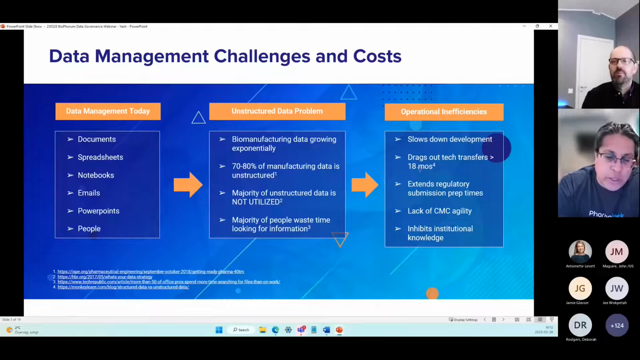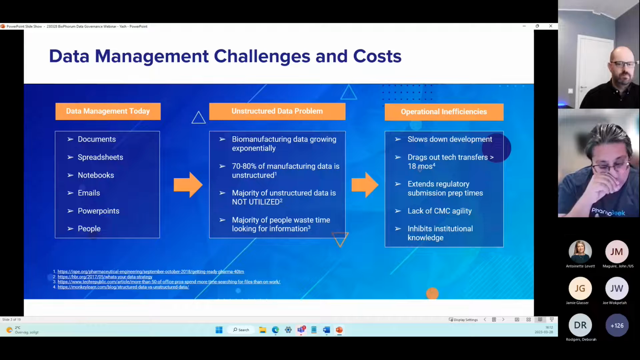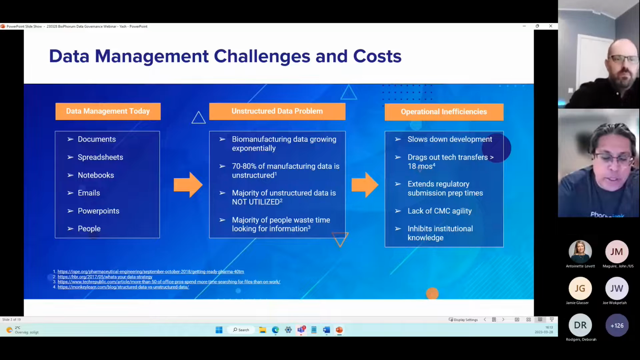And of course, this also leads to really a lack of CMC agility, which is a growing problem today because the newer modalities of development, cell therapies, gene therapies, and so forth, really require a level of agility that's just not available right now in CMC because of the lack of access to organized and structured information. This also ultimately inhibits institutional knowledge, and this is also a key piece of concern today because of how frequently people are moving from one organization to another. So information that sits in people's brains goes with them, and you really want to be capturing this knowledge institutionally.